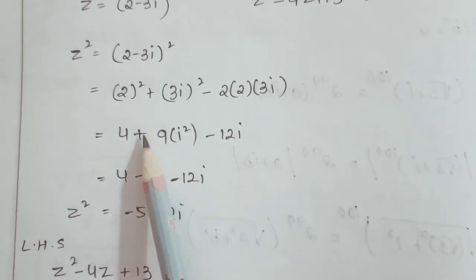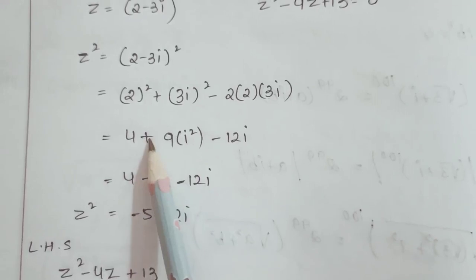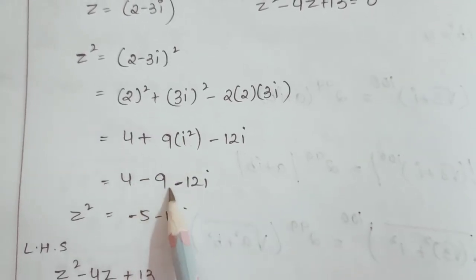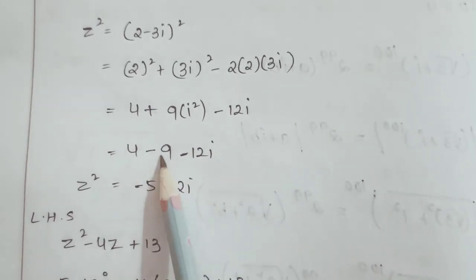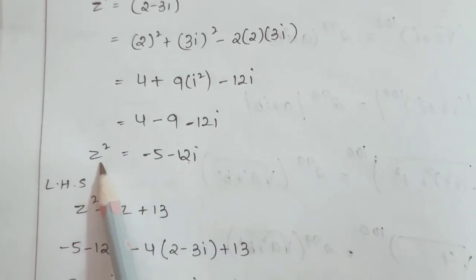4 minus, because i square is nothing but minus 1, so plus into minus 9, minus 12i. 4 minus 9 is minus 5, minus 12i same as it is. So this is the z square value.